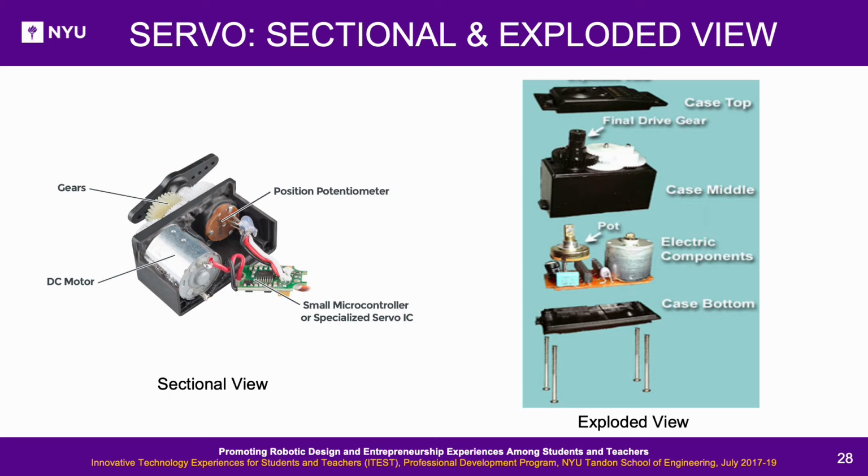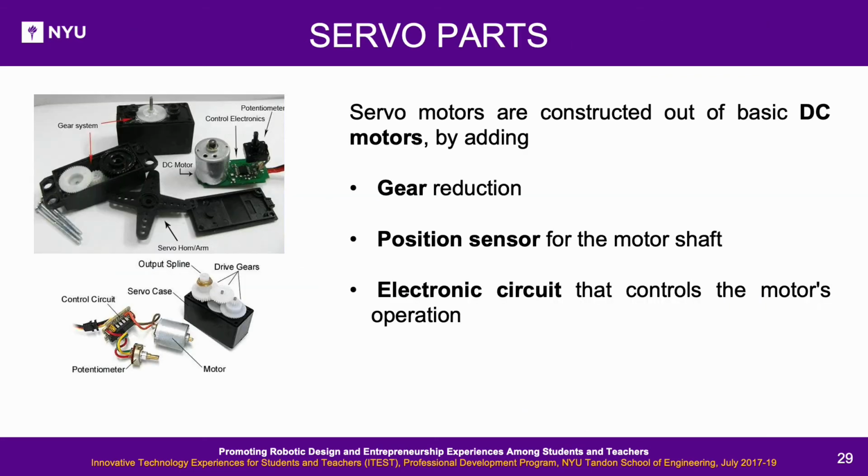As you can see, a servo has a DC motor inside it and some other components for position feedback and control. Servo parts. Servo motors are constructed out of basic DC motors, but in addition to the motor, there is gear reduction, a position sensor for the motor shaft and an electronic circuit that controls the motor's operation.